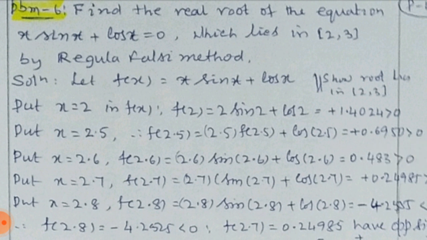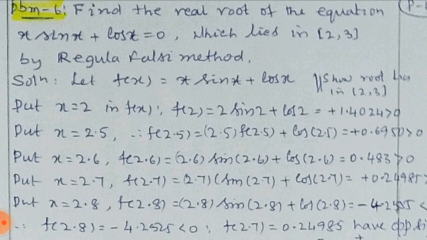Call the given equation as f of x is equal to x sin x plus cos x. Just we show that the root lies between 2 and 3. So for that, put x is equal to 2 in f of x. Therefore f of 2 is equal to 2 sin 2 plus cos 2 is equal to plus 1.4024. It is positive. So next x is equal to 3, because 1.40 is far away from 0. Therefore straight away go to 2.5, since 2.1, 2.2, 2.3, 2.4 are positive.